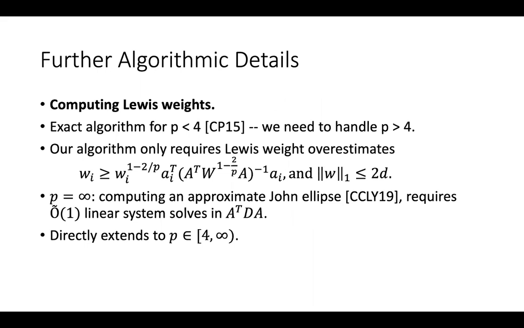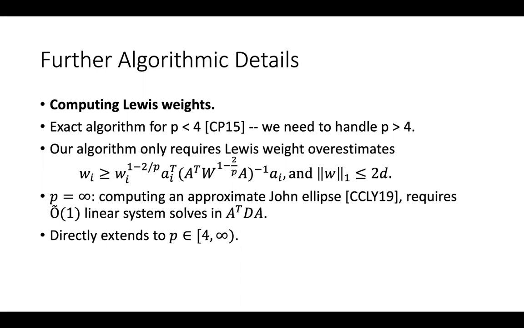Finally, I wanted to discuss a little bit how you actually compute the Lewis weights, because I haven't really mentioned that. There's an exact algorithm for computing Lewis weights when p is less than 4. But we want to handle the case p greater than 4, because our algorithm can work for even large values of p. If you remember the analysis, our algorithm only requires what we call a Lewis weight overestimate. Precisely, we just need weights w_i that are at least this right-hand side, but w_i can't be too large. We still want the L1 norm to be at most 2 times d.